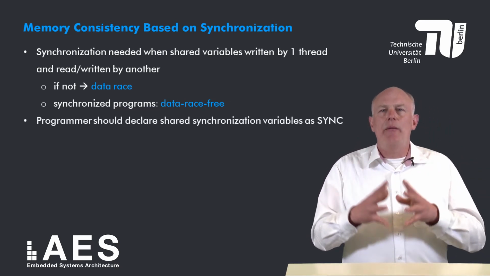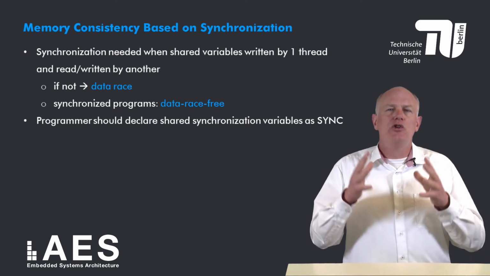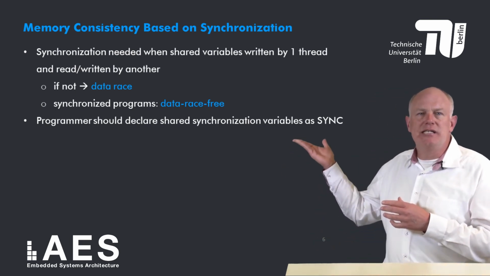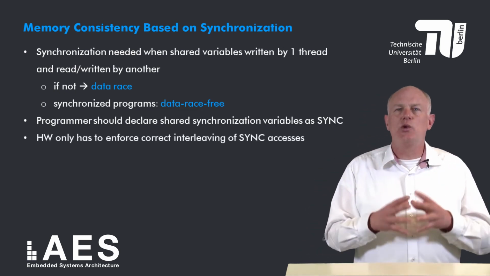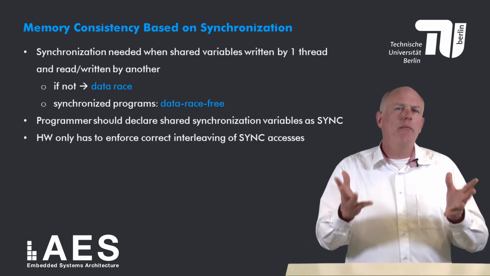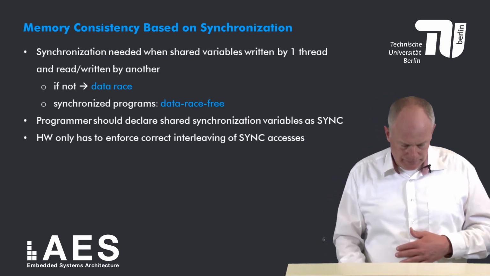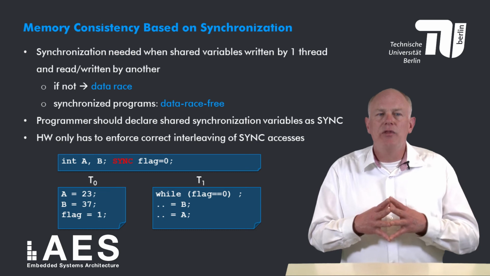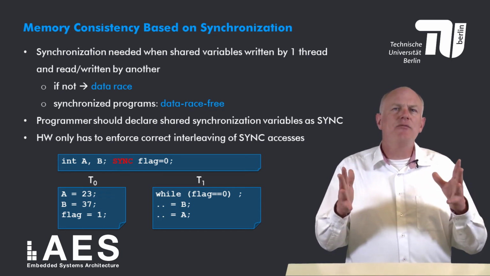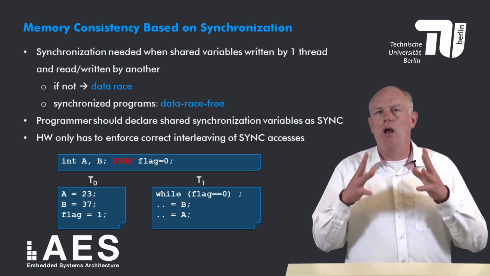If the hardware implements a memory consistency model based on synchronization, the programming model should enable or force the programmer to declare shared variables used to synchronize as such. For example, using a special keyword sync. Then the hardware only has to enforce the correct ordering of memory accesses to variables declared as sync. Other memory accesses may be freely reordered using all the techniques we know from single core technology. Here's our example again. The only modification that I had to make was to declare the flag variable as a sync variable. This seems to be a reasonable burden to be placed on the programmer, since the hardware will become a lot faster.